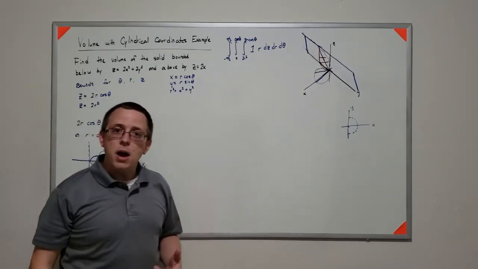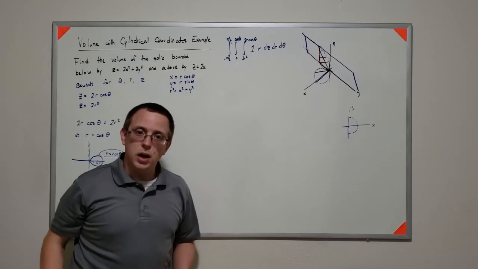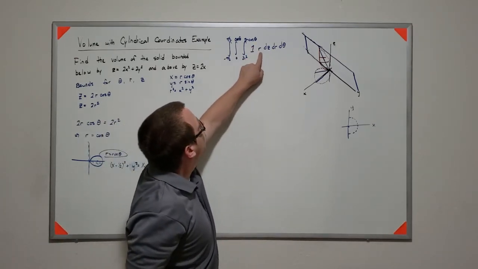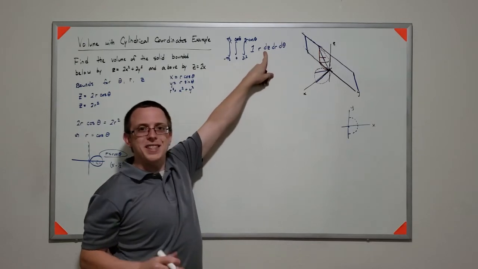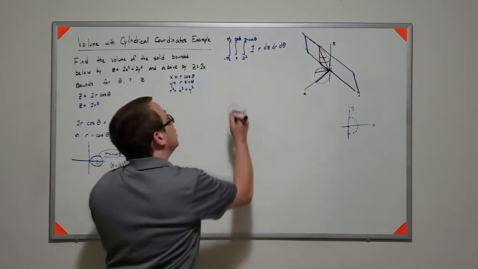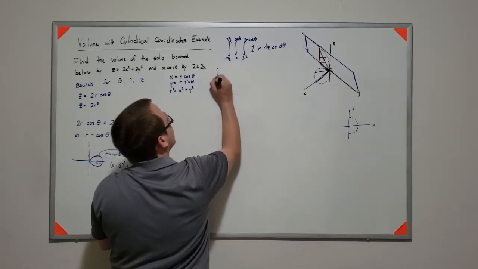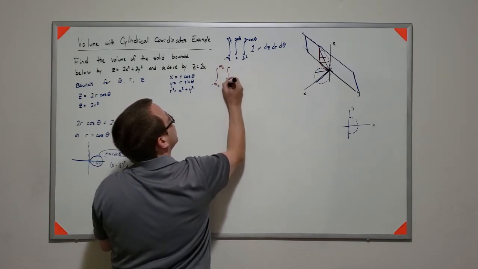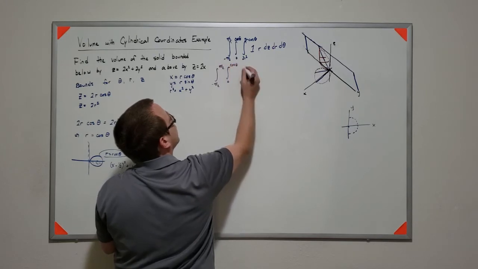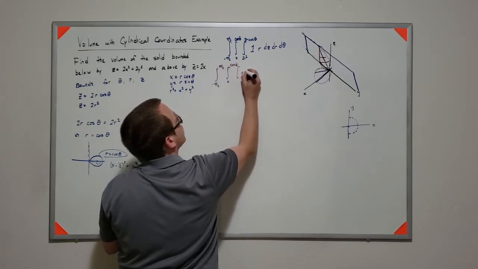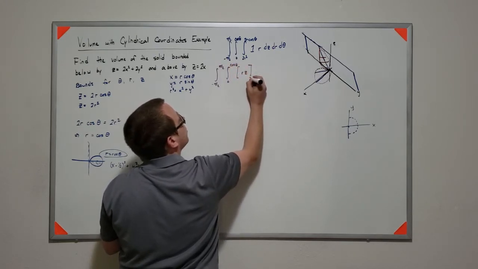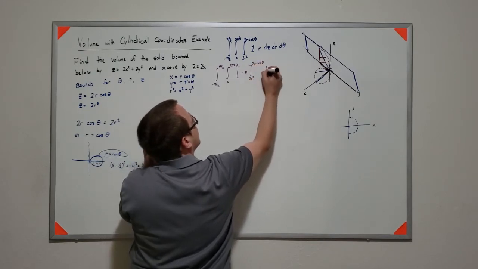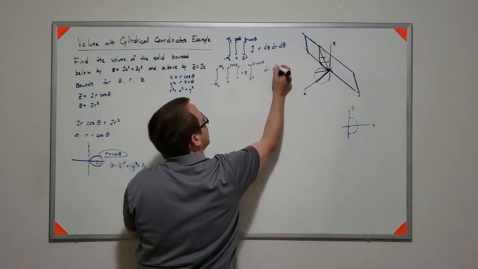So what we need to do now is integrate. So I have R. Well, we're integrating with respect to z, so R is a constant. So what we end up with is negative pi over 2 to pi over 2, 0 to cosine of theta, of RZ from 2R squared to 2R cosine theta dr d theta.